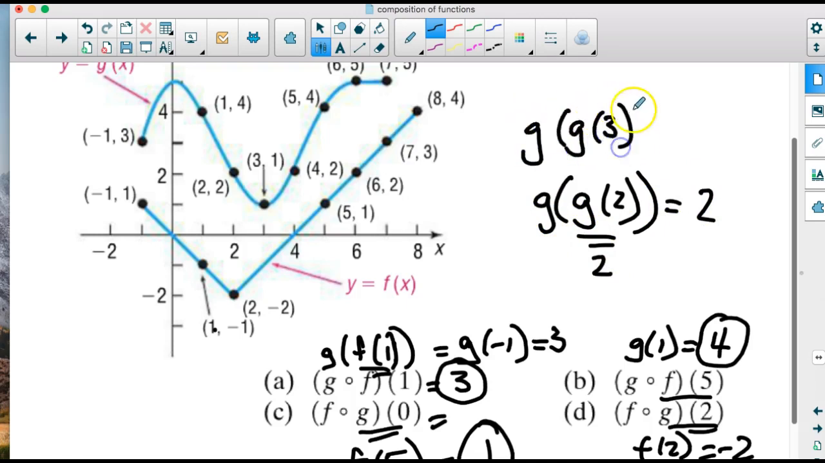3. Okay, so we go to 3, g is 1, so we go g of 1. And so this is 1. Then we go back to the g graph again, and that's 4. So we can use the same graph twice. We can write the same function twice.